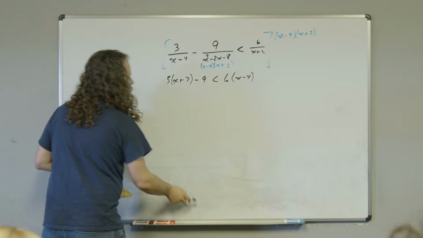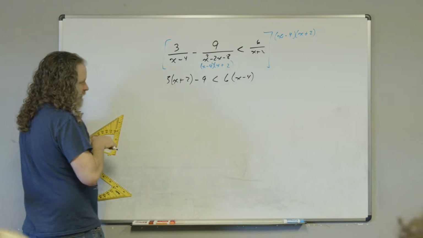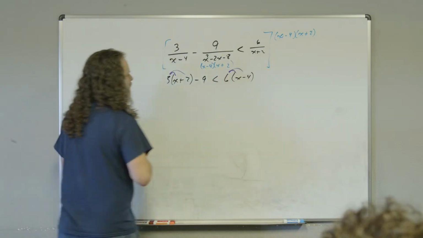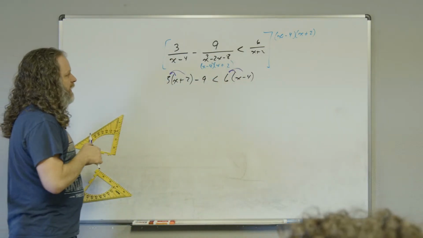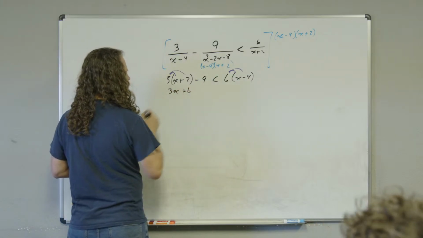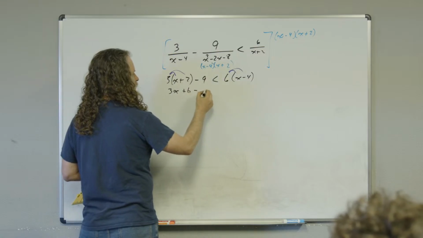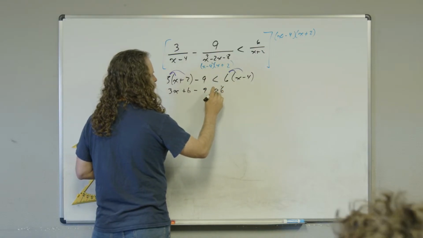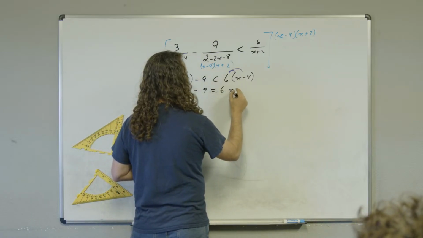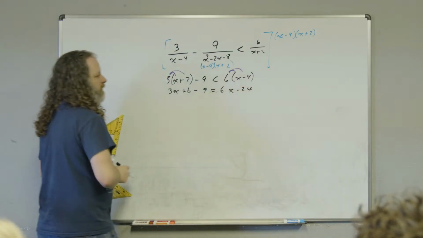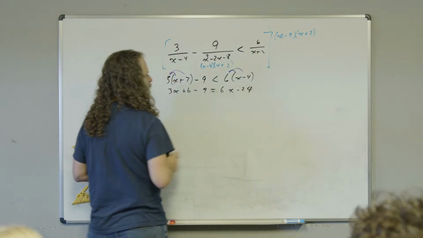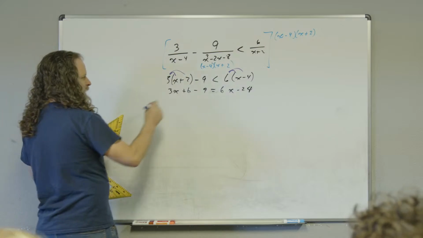Now we're going to distribute the 3, and we're going to distribute the 6. 3 times x is 3x, plus 6, because 3 times 2 is 6, minus 9 is less than, or maybe let's switch it to equals, because we're going to have to test everything anyway. 6x minus 24. That 4 looks like an x, but it's a 4. Then we combine like terms.